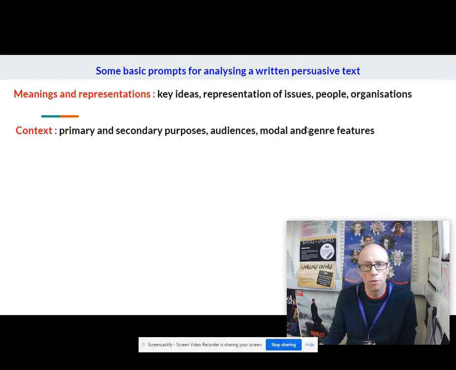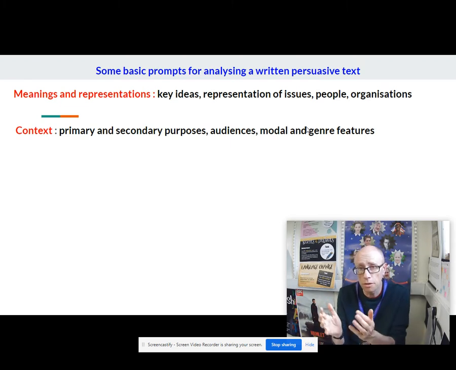Secondly, then, you also need to be thinking about context as well. So the primary purpose of the articles that you're looking at is clearly going to be persuasive or argumentative, but there may be some important sneaky secondary purposes going on, like informational or entertainment or explanatory, and they're going to impact on the language. You also need to think about the implied audience.